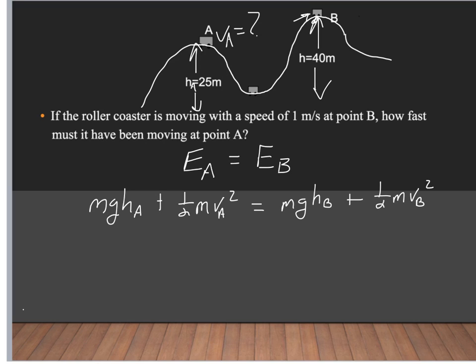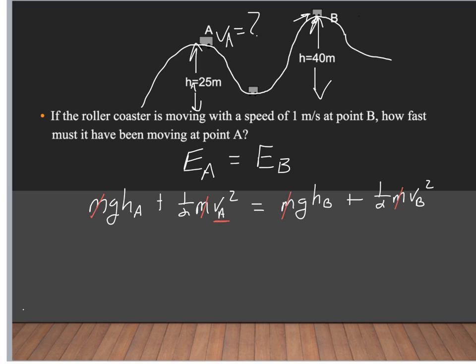Now, looking at each side, we can see that everything includes the mass of the roller coaster. Another thing you might have noticed is it didn't tell us the mass of the roller coaster. So, all of those are going to cancel each other out. We're going to look for the velocity.